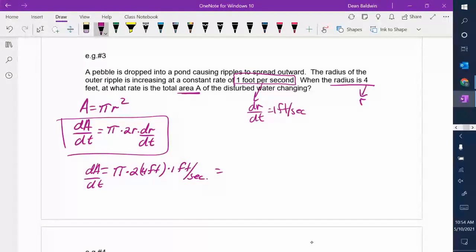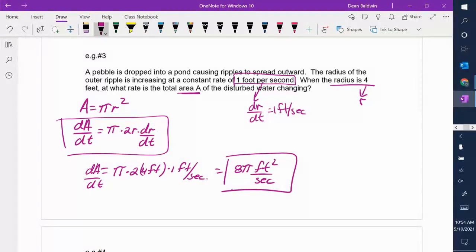If you multiply that out, you will get 8 pi. Feet times feet is feet squared per second. And the units will tell you if you did it, well, they won't tell you if you did it right, but it'll give you a clue.